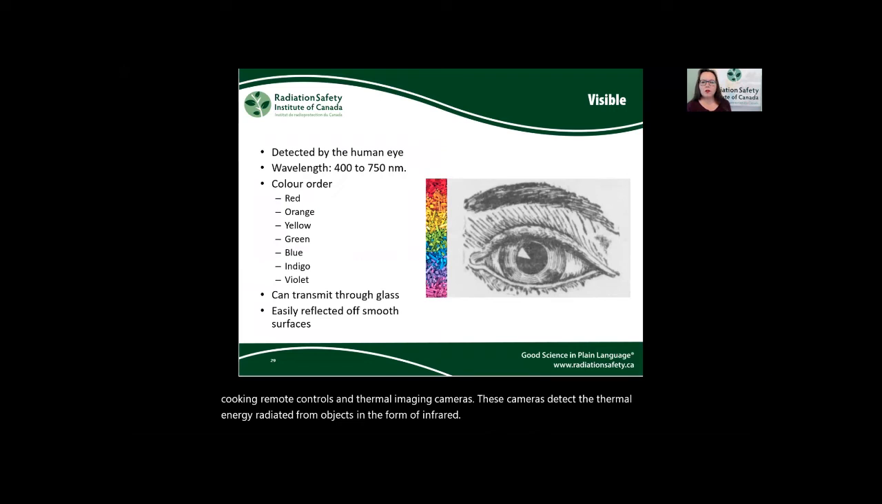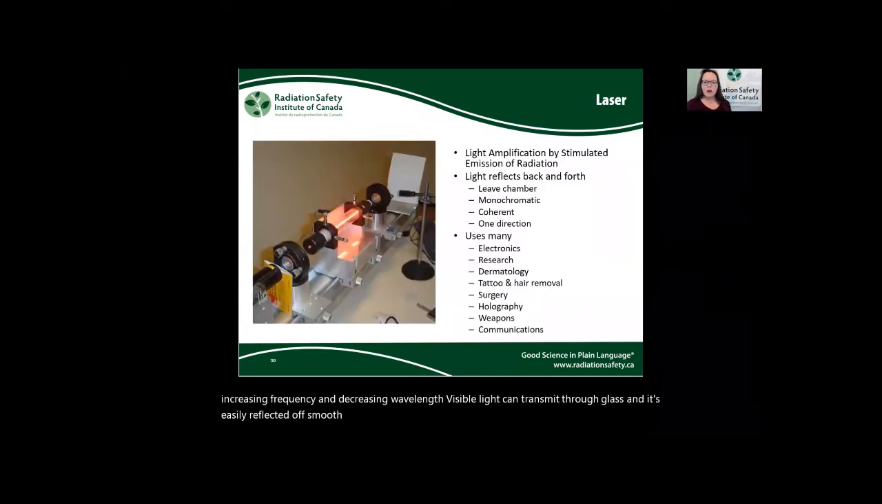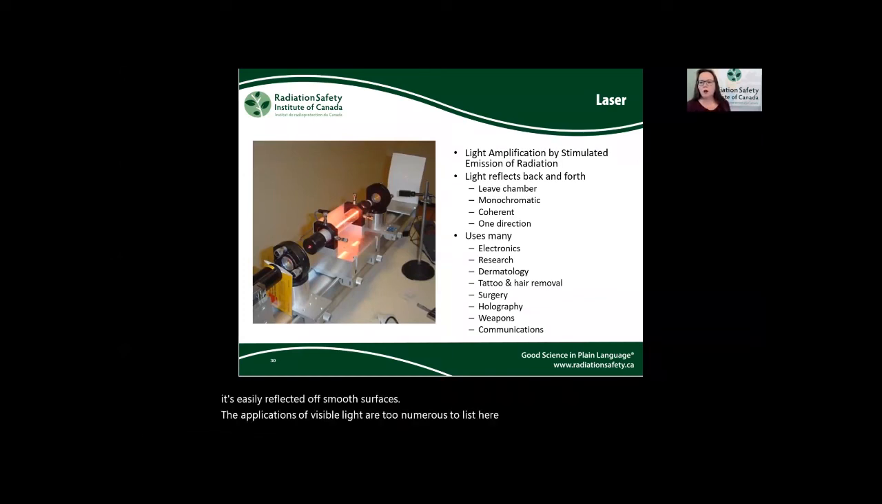Visible light is the portion of the electromagnetic spectrum detected by the human eye. While individual humans might have a slightly different range, it is considered to be 400 to 750 nanometers in wavelength. The colors of the rainbow are the spectrum displayed in order of increasing frequency and decreasing wavelength. Visible light can transmit through glass and is easily reflected off smooth surfaces. The applications of visible light are too numerous to list here, but very familiar. We will, however, mention laser as it is a pervasive technology that is provincially regulated.